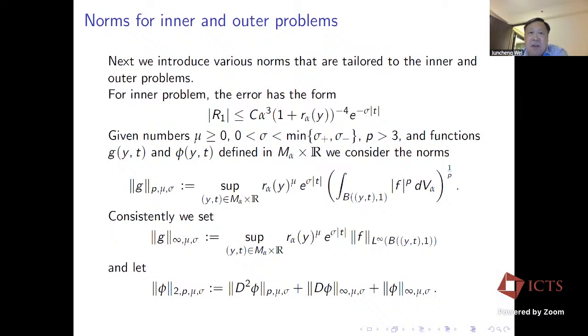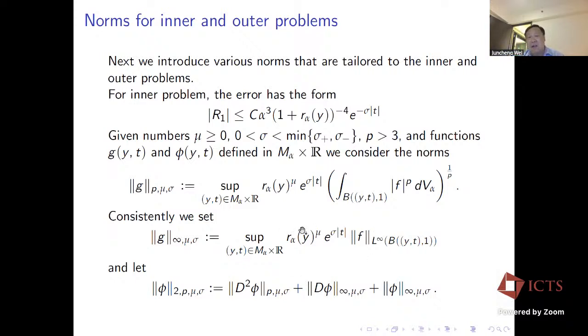Okay, so for the inner problem, we're going to introduce various norms that are tailored to the inner and the outer problem. For the inner problem, the error has fast decay in the t direction, exponential decay, and algebraic decay along the surface. So our norm captures this error. The norm has exponential decay in the normal direction and algebraic decay in the tangential direction. So this is our norm.